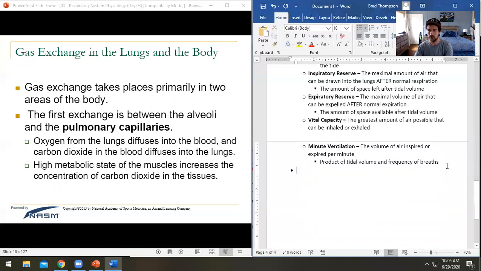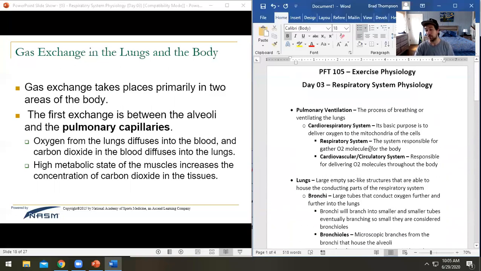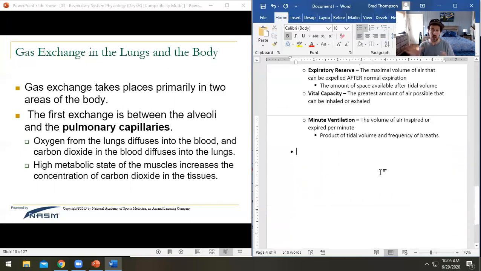So now we're actually talking about gas exchange. We've talked about how to bring air in. Now we need to talk about how we actually trade oxygen in either place. So gas exchange will be our section header here. Okay, the first place that's going to take place is at your lungs and your pulmonary capillaries.